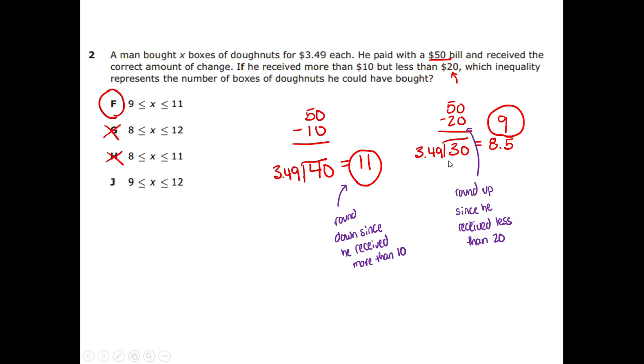If you divide 349 into 30, you get 8.5. So you may be tempted to round down to 8, but it does say that he receives less than $20, so it's more like 19. So maybe we should put 31 here and not 30. So that would make sense for us to round up to 9. So our answer choice is F.